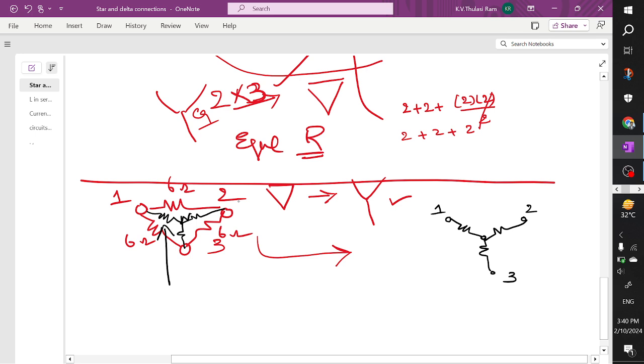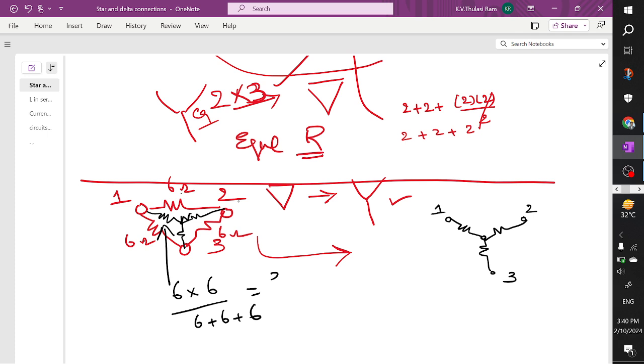For the delta to star conversion, this black color resistor is connected between these two branches, so I have to just take the product of those two branches. 6 into 6 divided by 6 plus 6 plus 6. This is how much? 6 sixes are 36 divided by 18. 18 ones are 18, 18 twos are 36. So this branch you are going to get is 2 ohms.